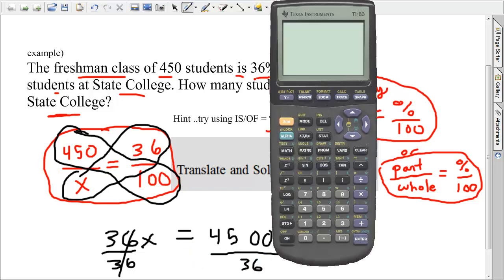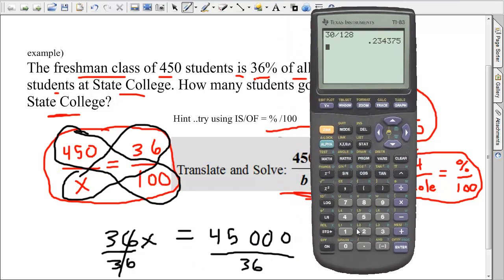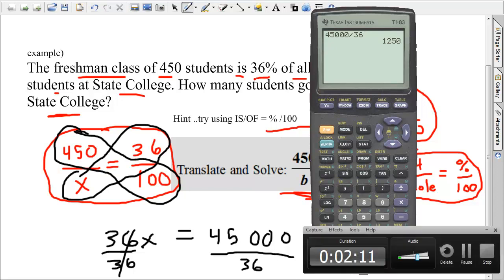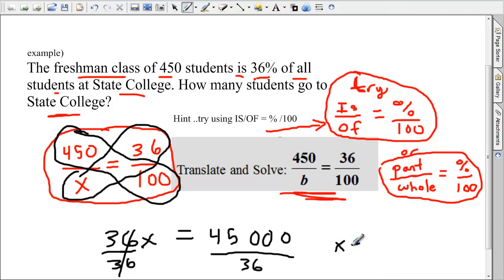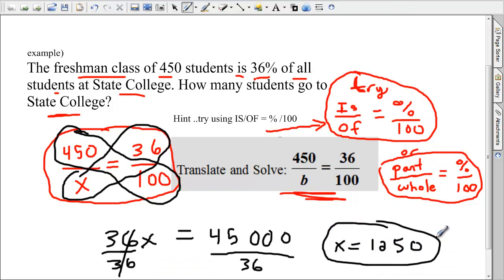And for simplicity, and for time's sake, we're going to use a calculator on this part. So 45,000 divided by 36 is 1,250. So if x equals 1,250, that answer actually makes sense.